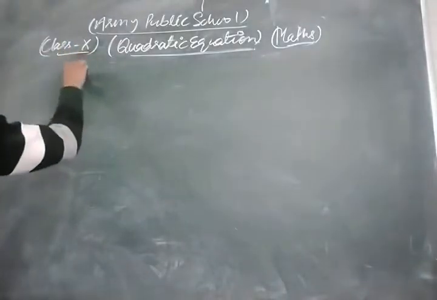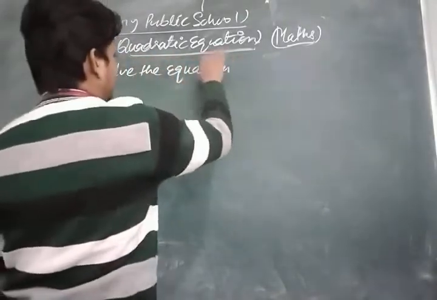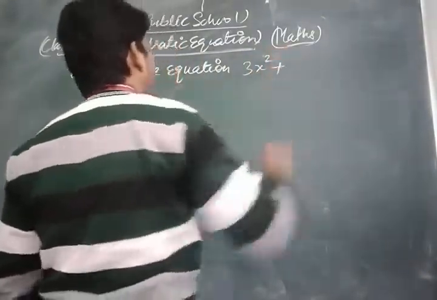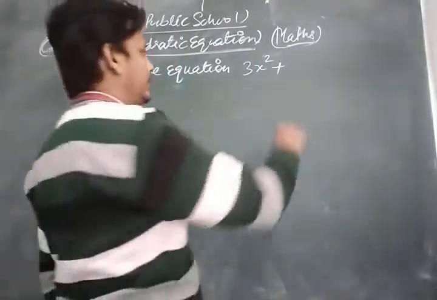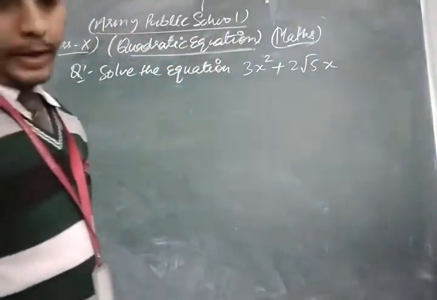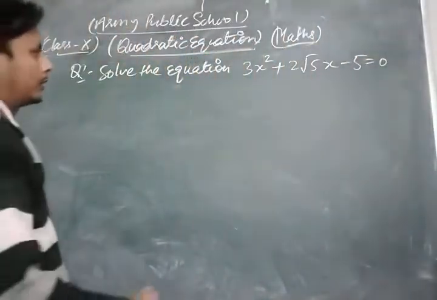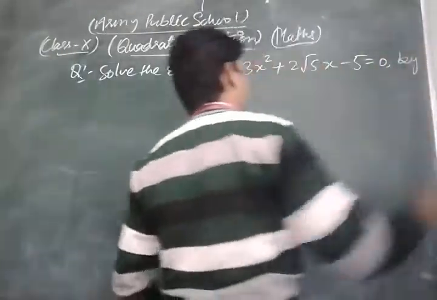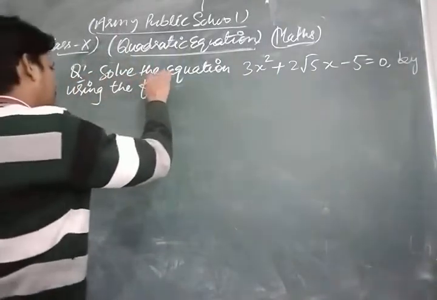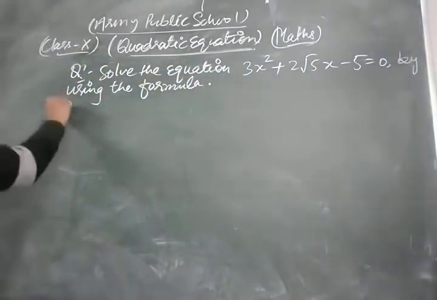We take a very important question. Solve the equation 3x square plus 2 root 5x minus 5 is equal to 0 by using the formula.